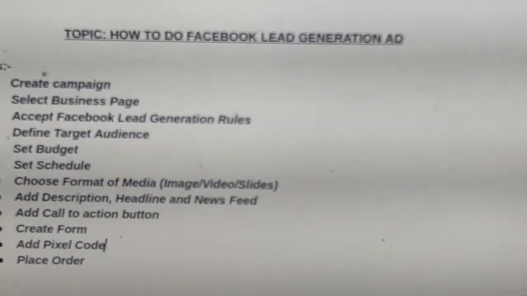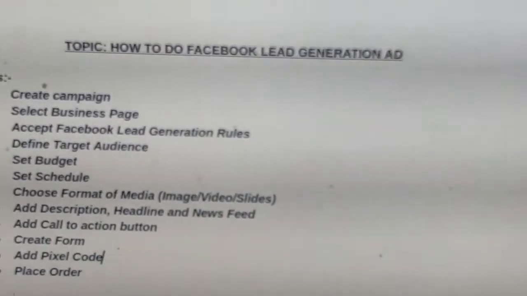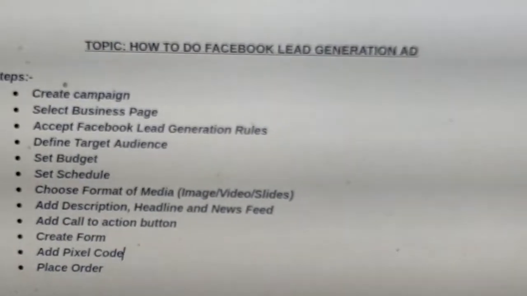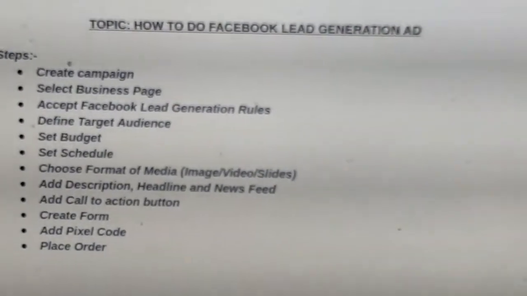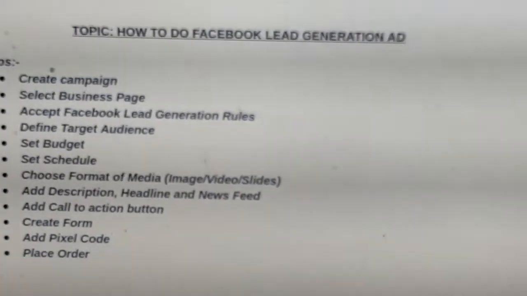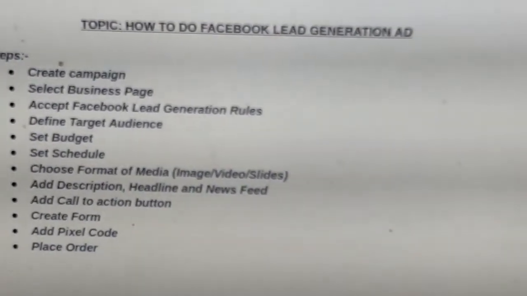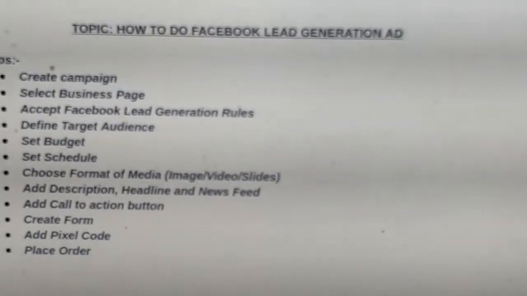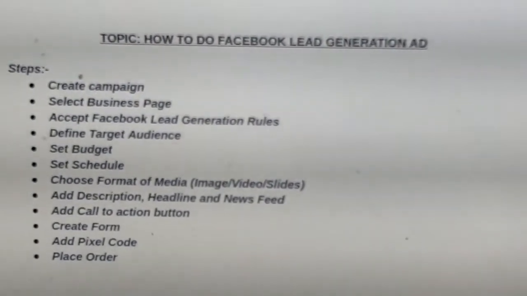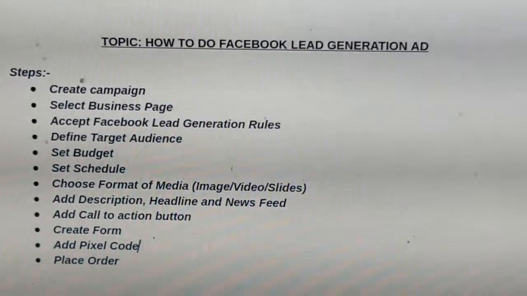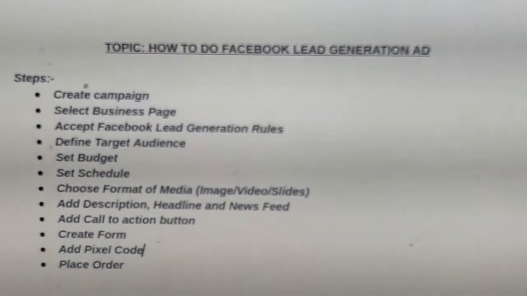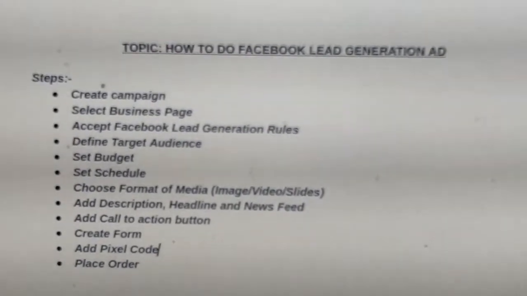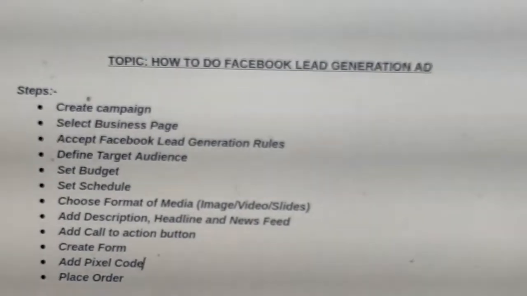This is the topic, how to do Facebook lead generation ad. The first step is to create the campaign, and then we'll be selecting the business page. We'll be accepting Facebook's lead generation guidelines rules. We'll define the target audience. We'll set the budget, set the schedule. We'll choose the format of media, whether you'd like to have an image or video or slides. Then we'll add the description of the ad, headline and newsfeed text. We'll add a call to action button. I will create a form, which is very important for a lead generation ad for capturing the leads, and then we'll add the pixel code, Facebook pixel, and we'll place the order.